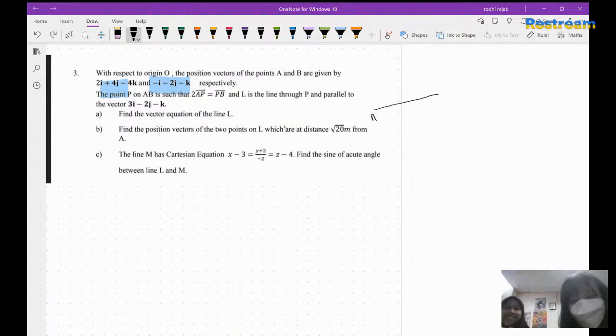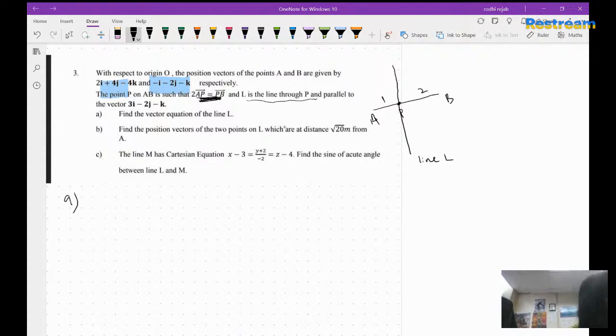Okay, sorry. So here is the line AB, and the question says that point P is on line AB. The ratio is 1:2. So P is here, this part is 1 and this part is 2, based on the question. And line L passes through P and is parallel to the vector. So line L is somewhere about here, and this is line L, because line L passes through point P, right? So line L is something like here.